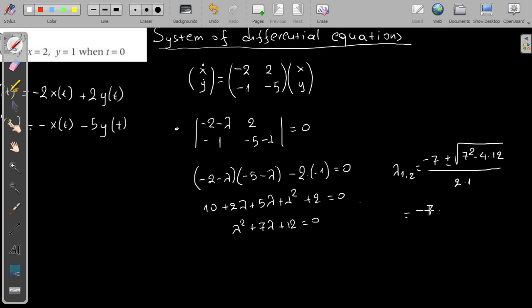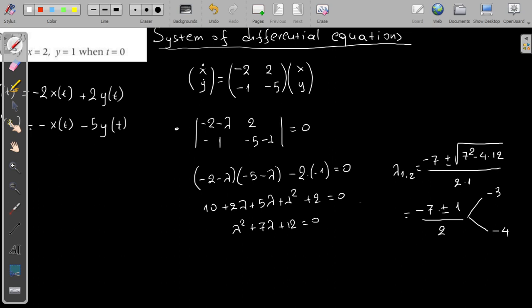So it's going to be minus 7 plus minus the square root of 49 minus 48, which is 1, over 2. So the one solution is minus 7 plus 1, minus 6 divided by 2, is minus 3, and the other is minus 8 divided by 2, minus 4.